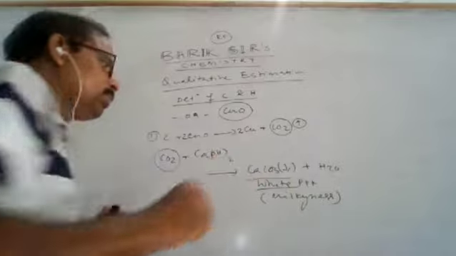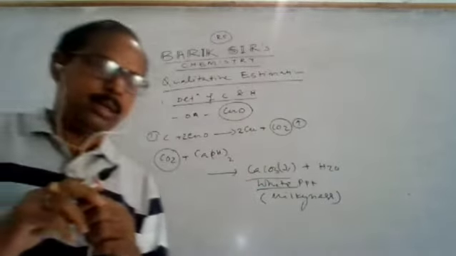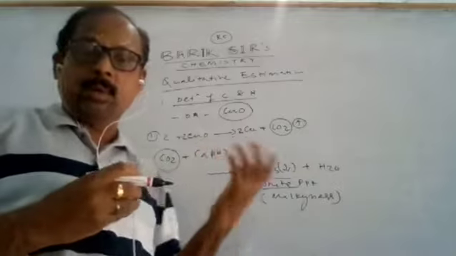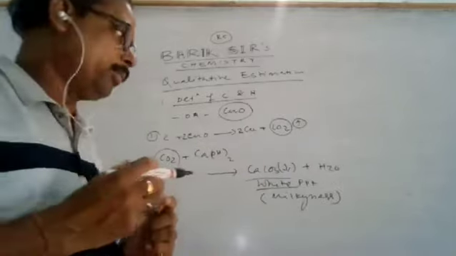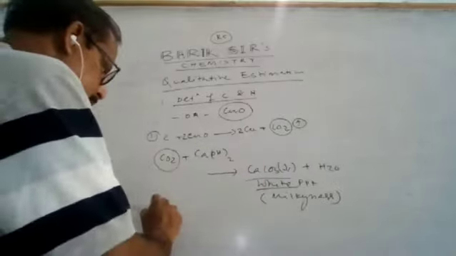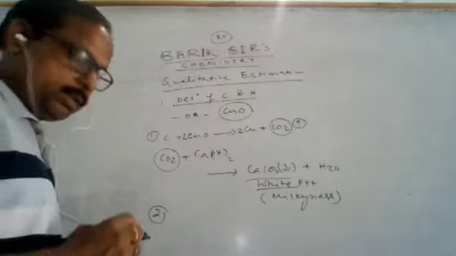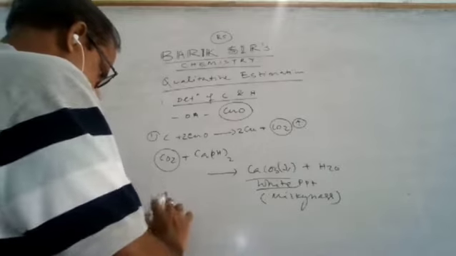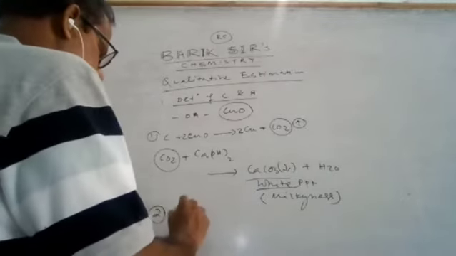The formation of milkiness indicates that carbon dioxide is formed, so carbon is present in the organic compound. Similarly, for the estimation of hydrogen, what do we have to do?